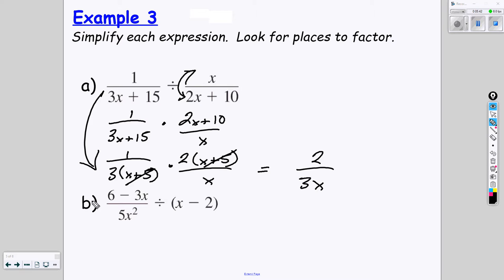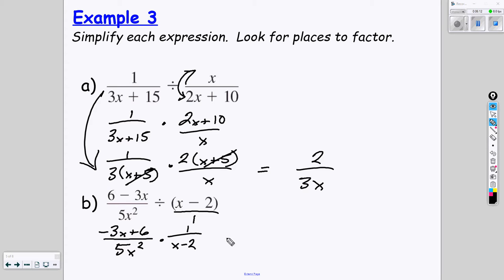So in part B, we could rewrite it. Now this looks rather odd. Usually we have the variable expression first. So we're going to rewrite that variable expression first in part B. Now dividing by x minus 2. Remember, there's always an implied denominator of 1. So when we rewrite this as multiplication, that's just 1 on x minus 2.